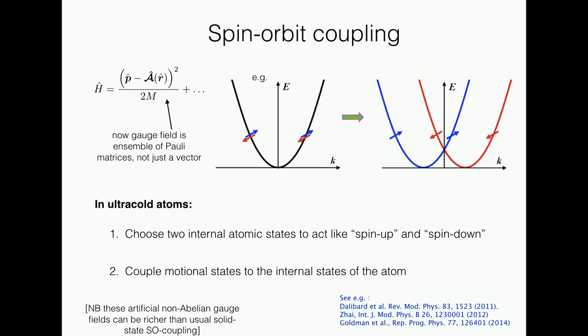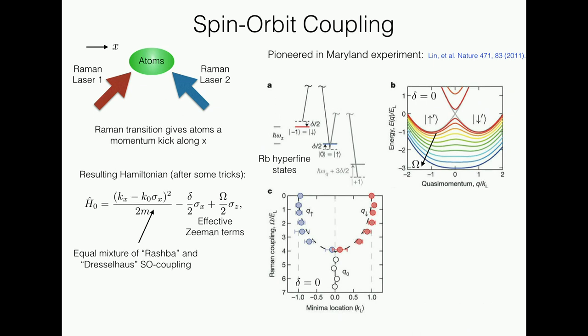And so that's exactly what we try to do, but in this analog way. I should mention, again, I'm not really talking very much about details, but there are great reviews that talk about spin-orbit coupling in cold gases. And just to highlight what's been done experimentally, back in, when was it?